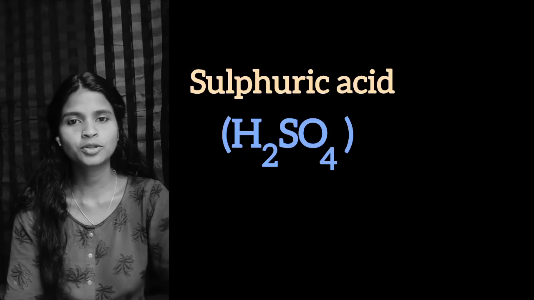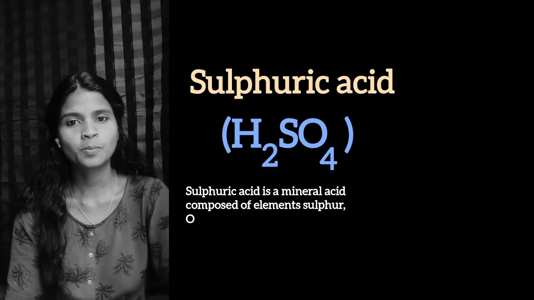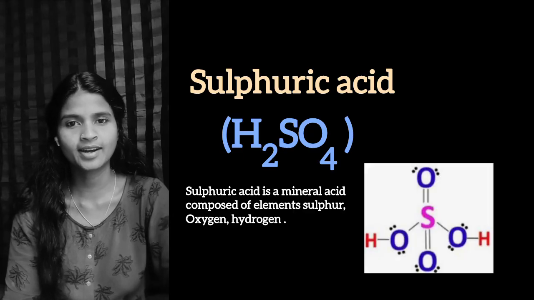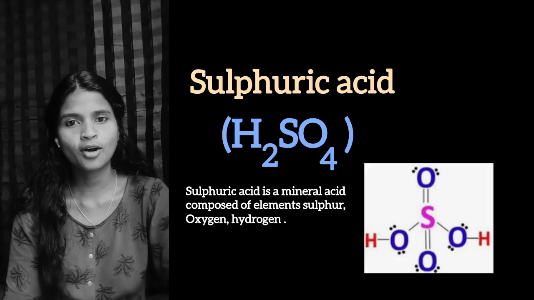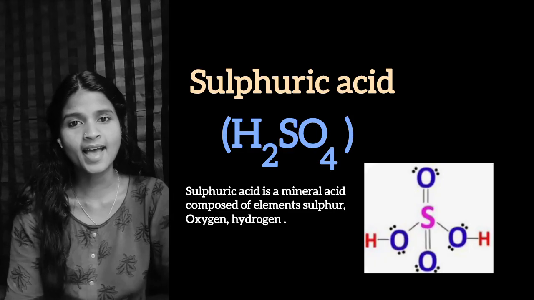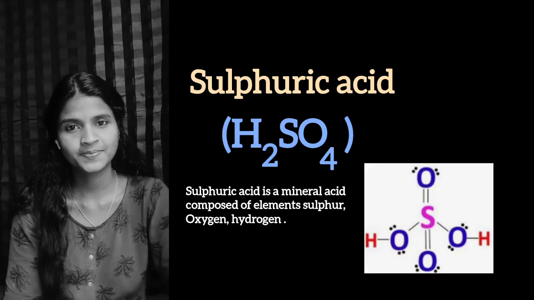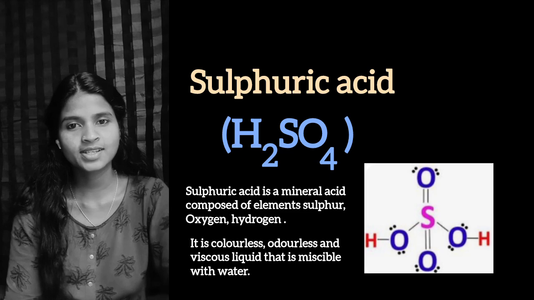In this video, I am talking about sulphuric acid. Sulphuric acid is a mineral acid composed of the elements sulfur, oxygen and hydrogen with a chemical formula of H2SO4. Here, mineral acid means the acid that occurs naturally on earth. It is a colorless, odorless and viscous liquid that is miscible with water.